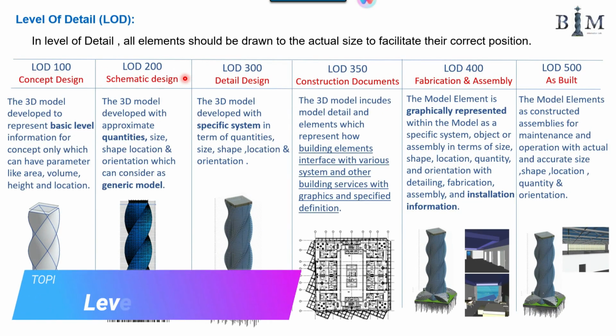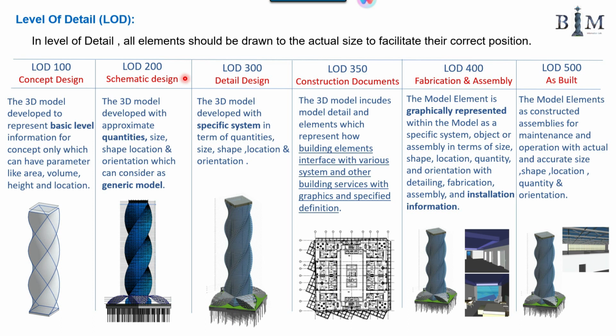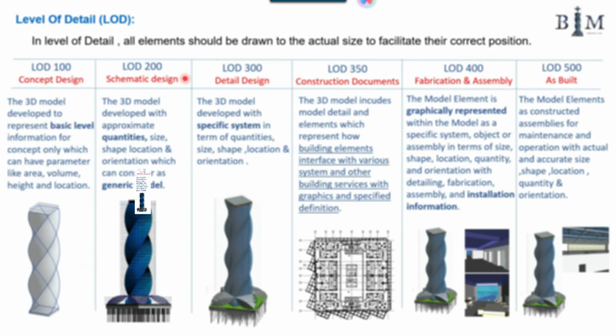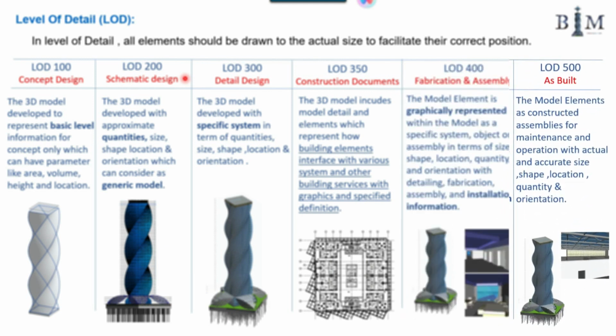Level of detail. What does it mean? It means all elements should be drawn to the actual size to facilitate their correct position. So there are many levels of LOD in BIM system like LOD 100. LOD 100 has concept design. LOD 200 has schematic design. LOD 300 has detail design. LOD 350 has construction document. LOD 400 has fabrication and assembly, and LOD 500 has as-built.